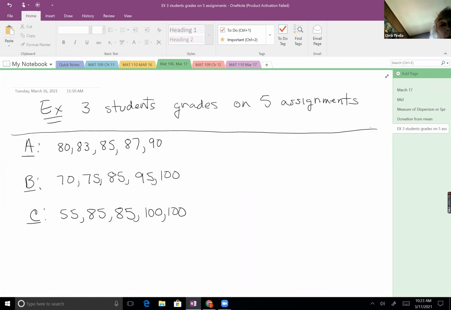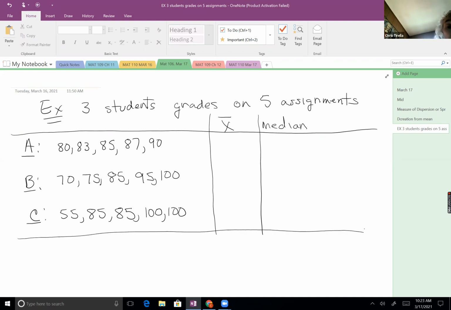And what I'd like to do for each student is to find the mean, the median. So can I ask you folks to take a minute, please, and find the mean for each of those data sets and also the median for each of those data sets.